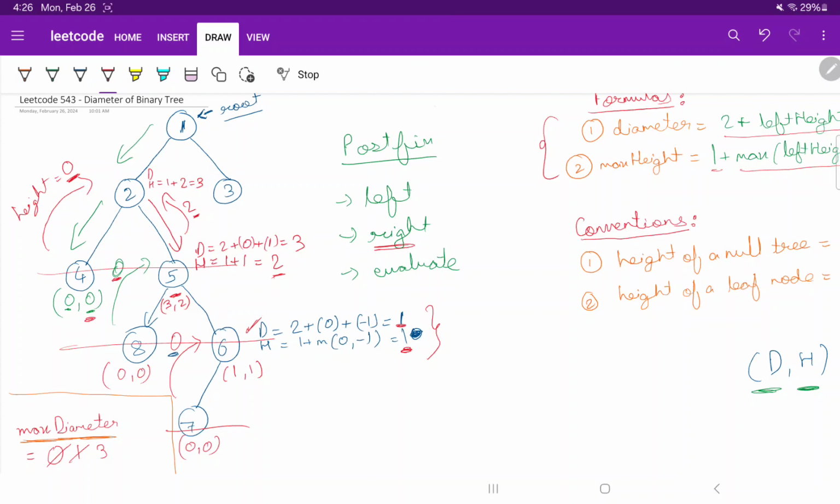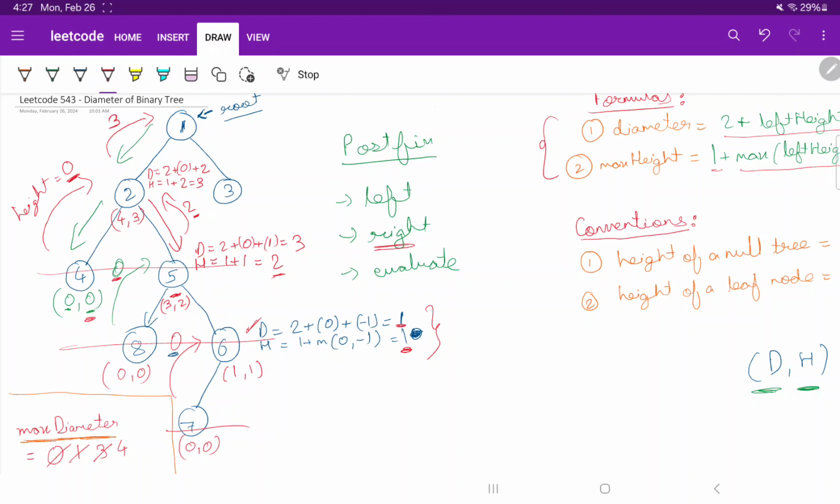So height is 3 and what is the diameter? 2 plus whatever we get from right hand side and whatever we get from left hand side. So from left hand side we get 2, so this is 4. So diameter is 4, so we get a tuple of 4 and 3. Notice that the current diameter is greater than the max diameter we have, so we update max diameter to the current diameter 4. Now that we have computed this, the control goes back to node 1 where node 2 returns the height it has computed so far, which is 3. So this is the value that is returned.